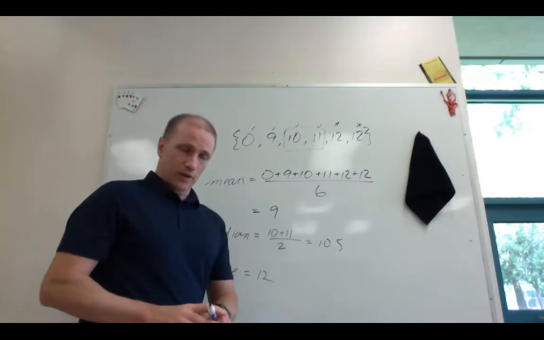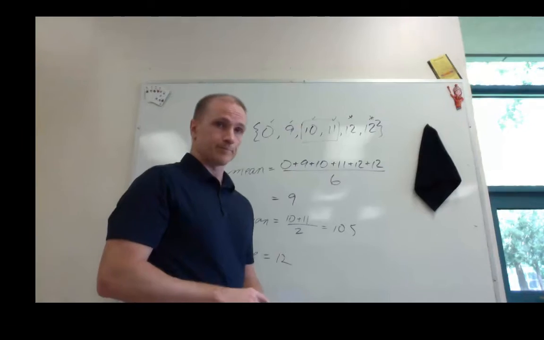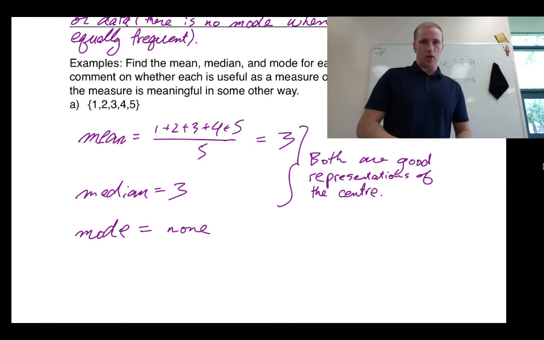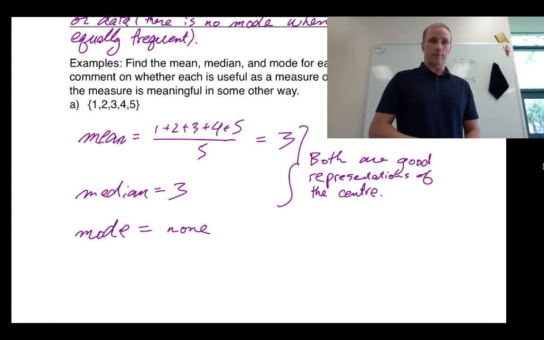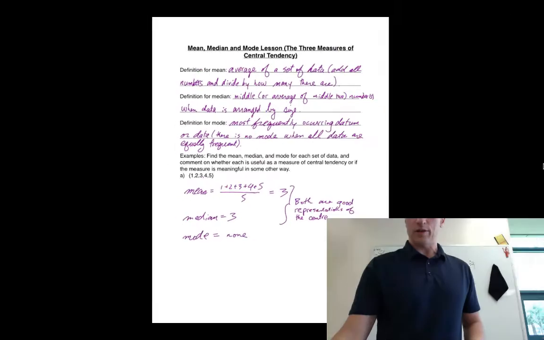Now, one thing that I forgot to mention on the previous example, so I'm just going to go back to it for a second, is that both the mean and the median are good measures, good representations of the center of the data. So we're adding 1 plus 2 plus 3 plus 4 plus 5 and dividing it by 5, we get 3, and that is exactly bang on the middle. It's the median, so both are good representations of the center.